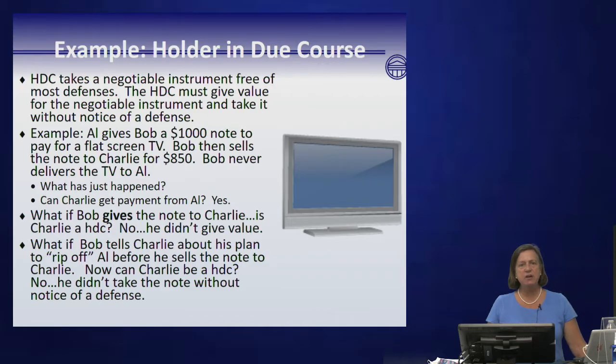What if Bob tells Charlie about his plan to rip off Al before he sells the note to Charlie? Now can Charlie be a holder in due course? Absolutely not, because he didn't take the note without notice of a defense on it.